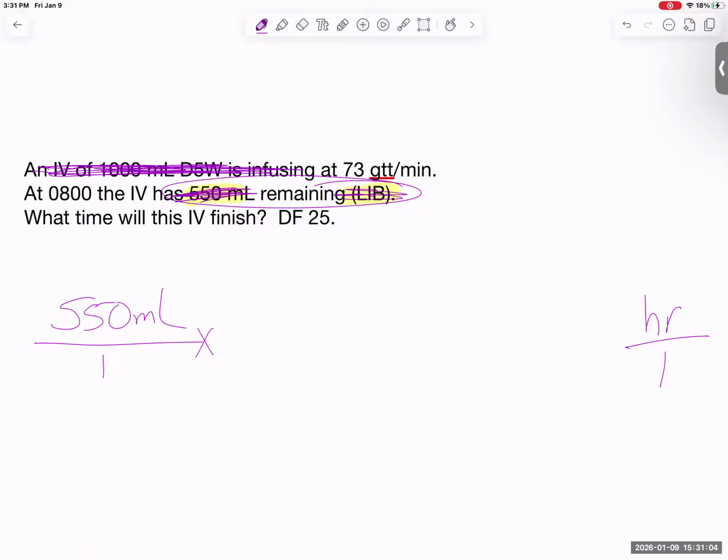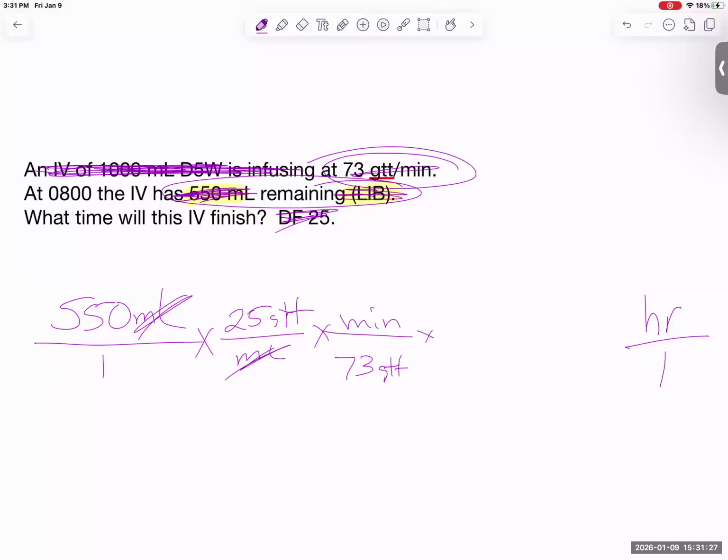How do I get rid of milliliters? The drop factor, yay! 25 drops per milliliter. You did it. All right, and then how do I get rid of drops? I'm going to use 73 drops per minute. And then how do I get rid of the minutes to hours? 1 hour is 60 minutes. I love it. You with me still? Okay. I know, I'm defying all rules.